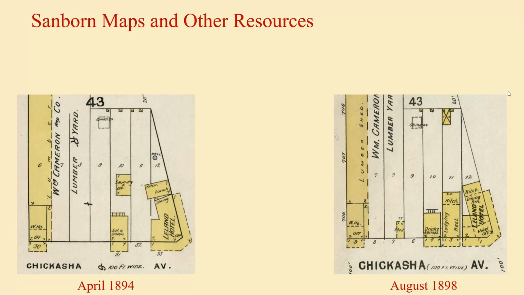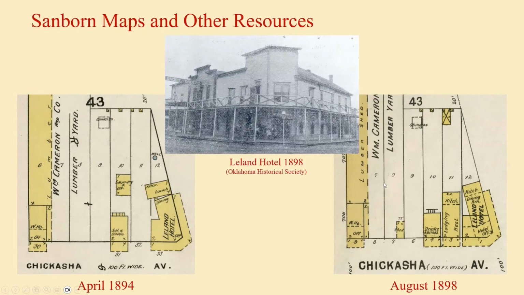There's not a lot of difference between these two maps, but you'll notice next to the hotel on the 1894 map is a vacant lot, and in 1898 there's a building there. And there's a photo here from the Oklahoma Historical Society that was dated 1898. You can see here, this is the Leland Hotel.